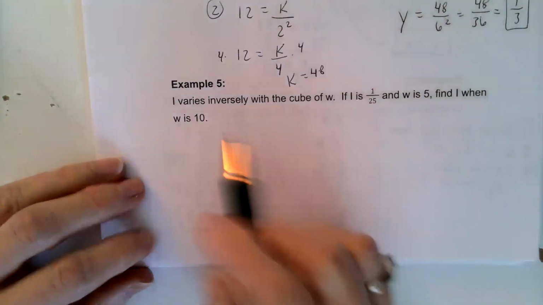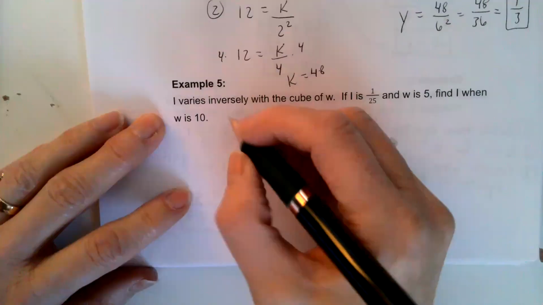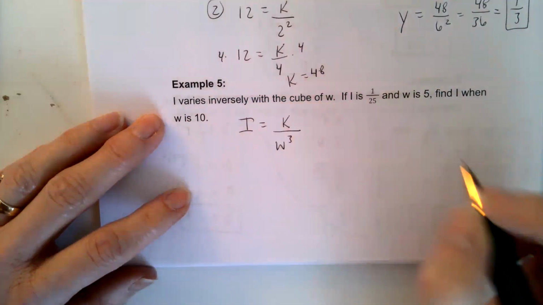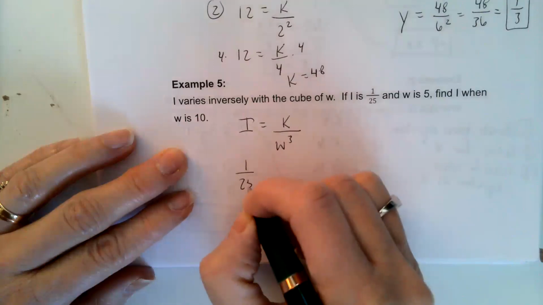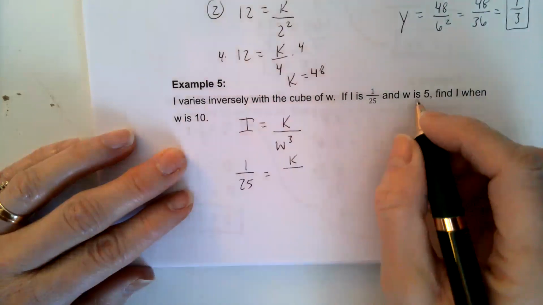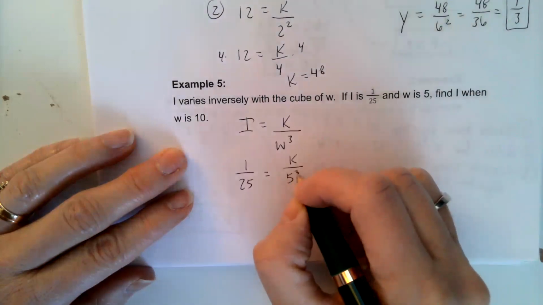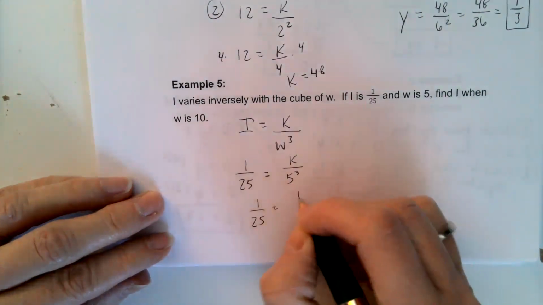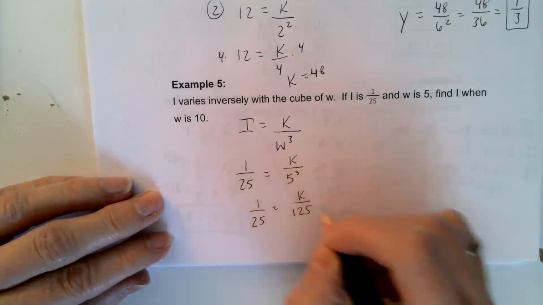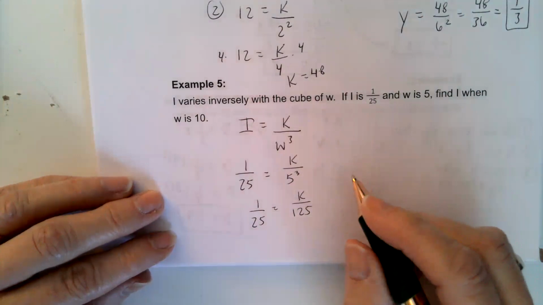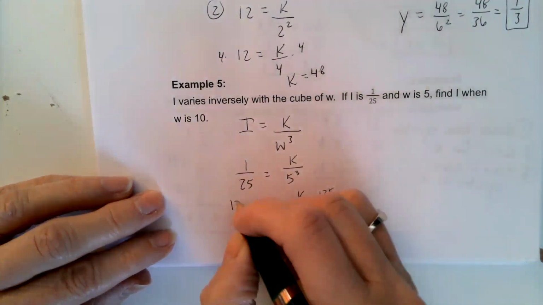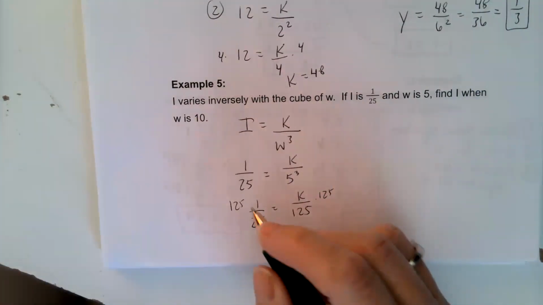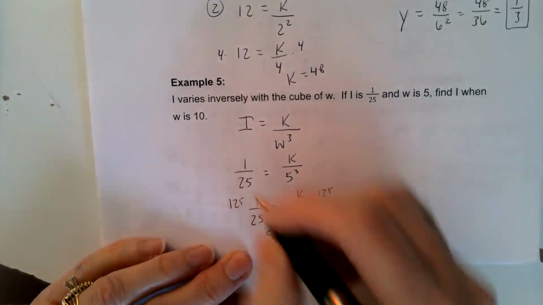Okay, next one. I varies inversely with the cube of W. I varies inversely with the cube of W. If I is 1/25 when W is 5. So 5 cubed is 125. So I'm going to multiply both sides by 125. And we get 125 divided by 25 is 5. So K must be 5.